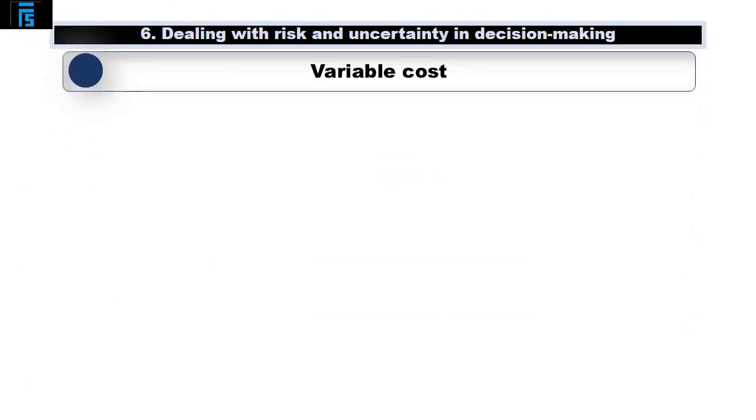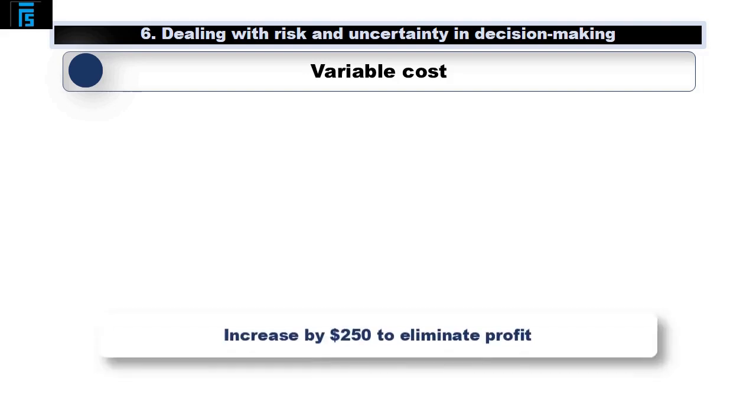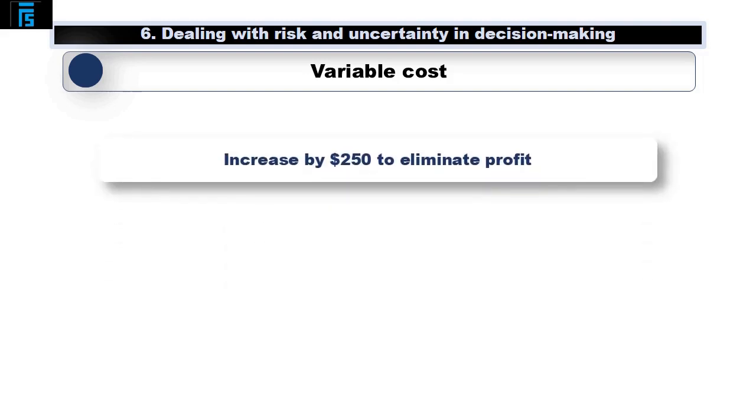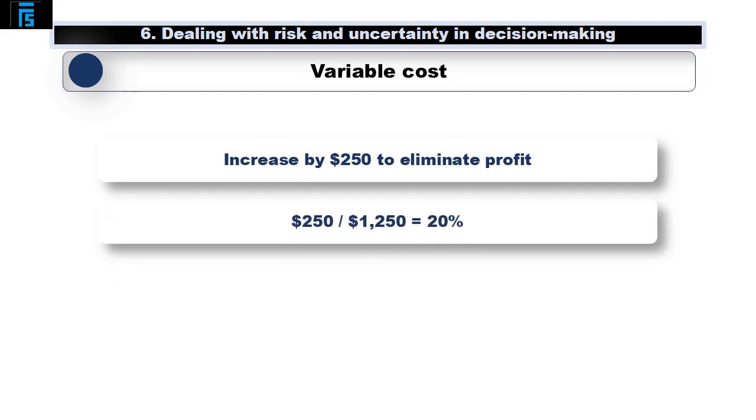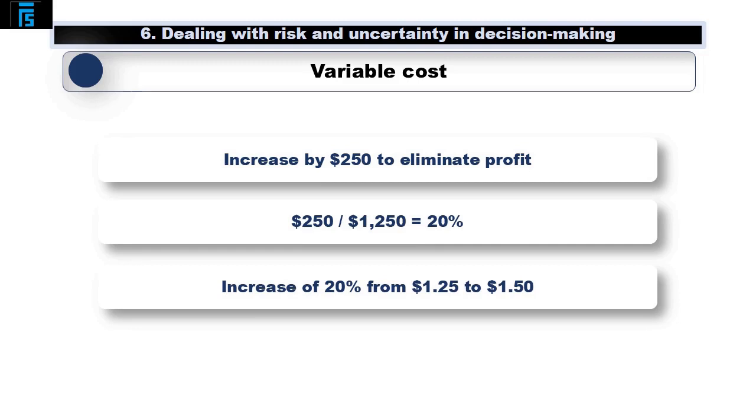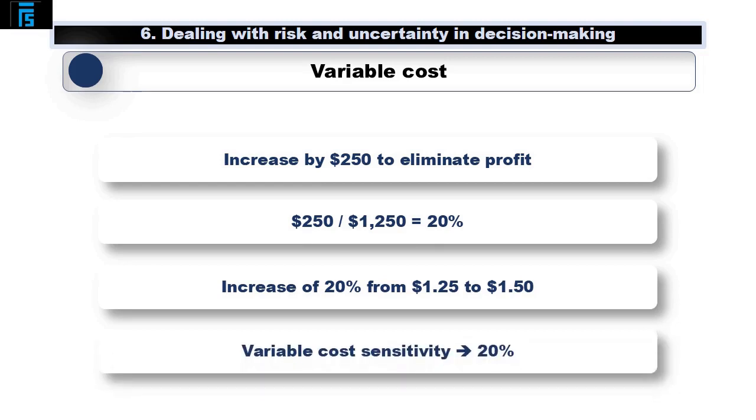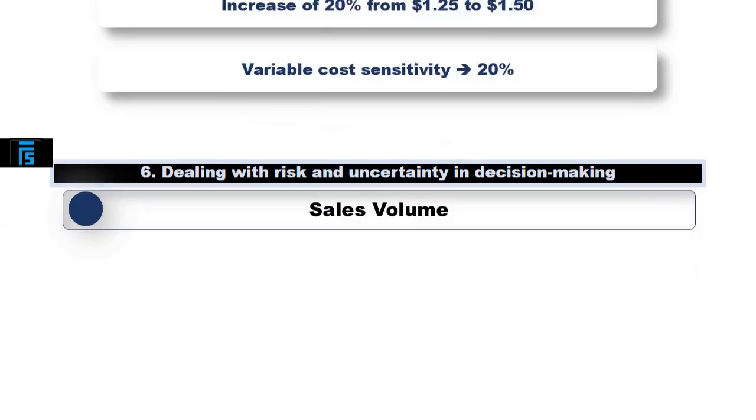Next, variable cost. Variable cost would have to increase by $250 to eliminate the profit and change Jack's mind, which is an increase of $250 over $1,250 is 20%, or an increase from $1.25 per yogurt to $1.25 times 1.2 is $1.50 per yogurt. Jack is 20% sensitive to his original estimate of variable cost.